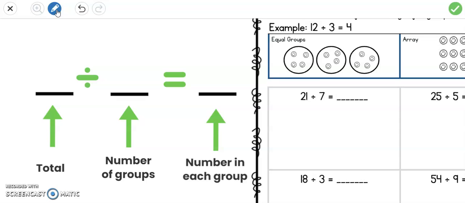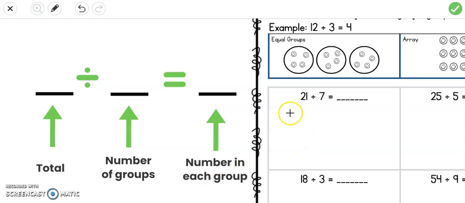Okay, looking at this equation, 21 divided by 7 equals something. So this means there are 21 items total divided into 7 groups, and I'm trying to figure out how many belong in each group. And I'm looking at this to be my guide. There are 21 items total. Those 21 items are divided into 7 groups, and I'm trying to find how many items are going to be in each group. So let's draw our picture.